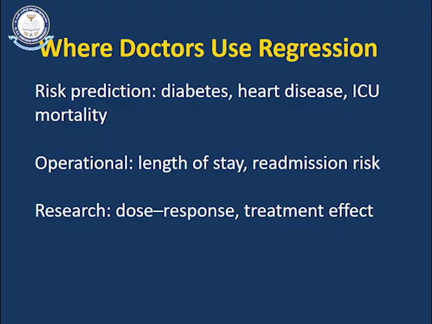So where do doctors and hospital administrators use regression? There are plenty of uses. A few of them are risk prediction, like diabetes, heart diseases, ICU mortality rates. Then the operational part of it, the length of stay, the readmission risk, all of that. And in research also, institutions like hospitals and hospital administrators use it, like dose and response, treatment effect, all of that.